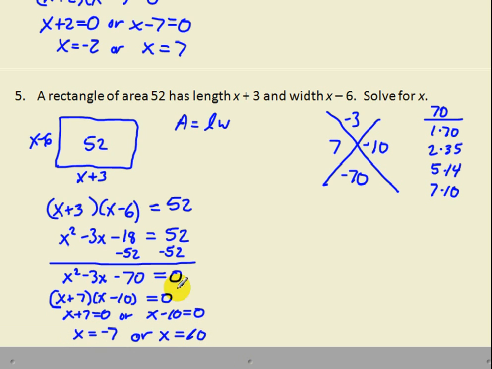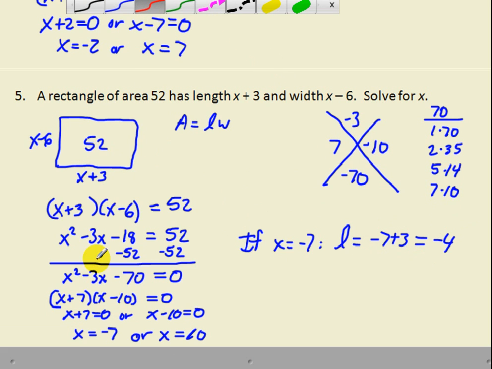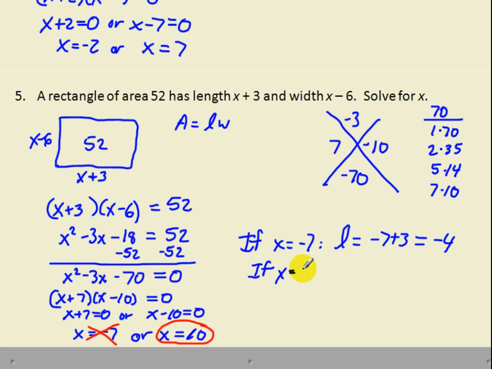But now, because this problem involves some geometry, we need to double check that they both work. So if x equals negative 7, then our length is equal to negative 7 plus 3, which is negative 4. We cannot have a negative length. Therefore, we reject that solution of negative 7. We accept this solution, x equals 10, because if you look at that, if x equals 10, you're going to end up with a length of 13 and a width of 4.